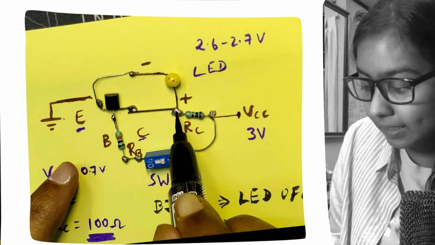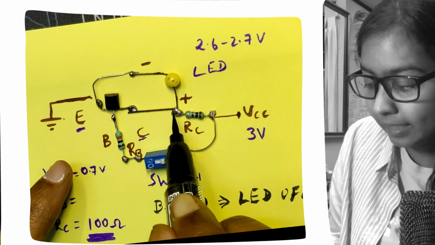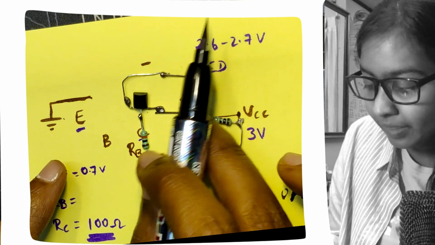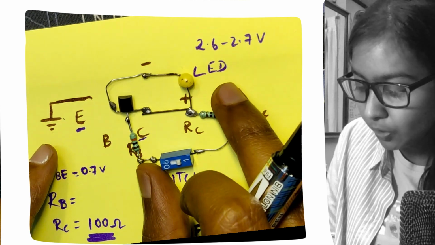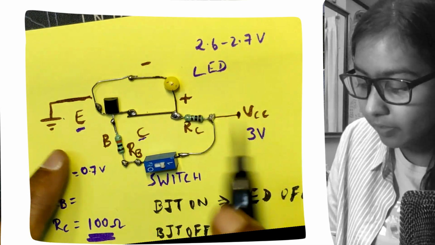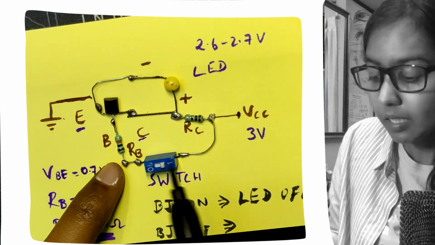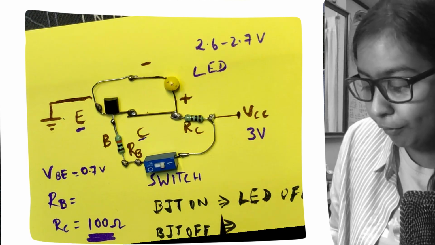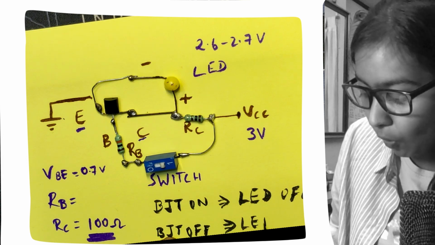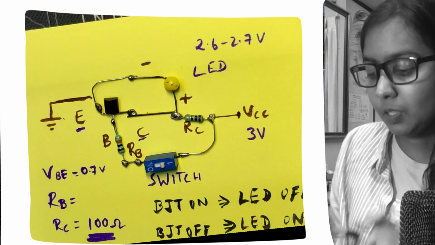So all the current can only travel through one path. It has no other option. It will all travel through the LED path and go to the ground. So whenever the BJT is off, the LED will turn on. So this is how this works.